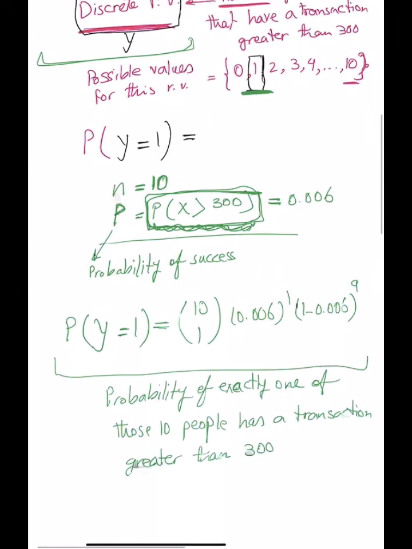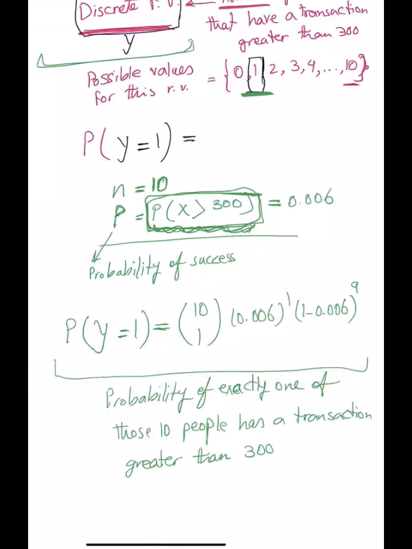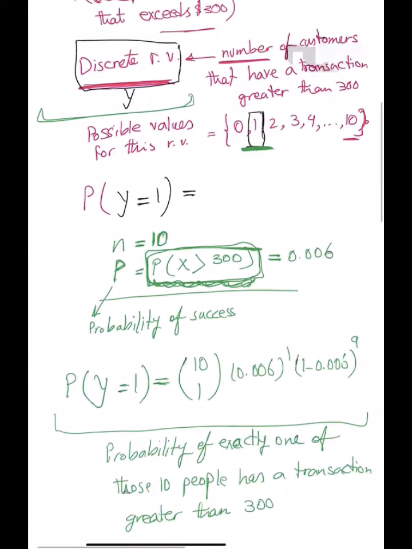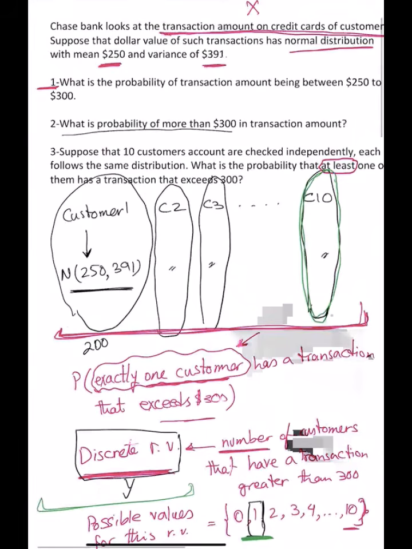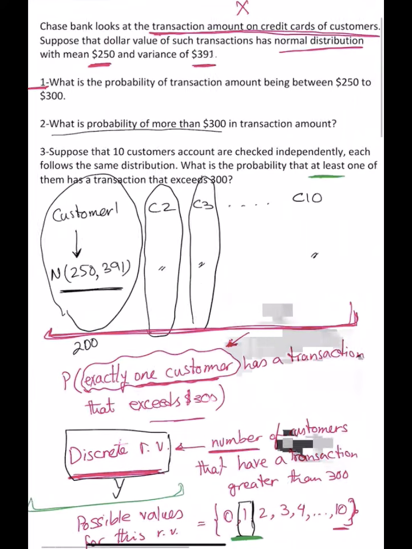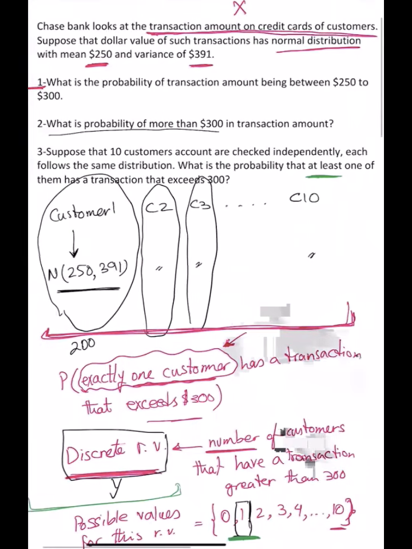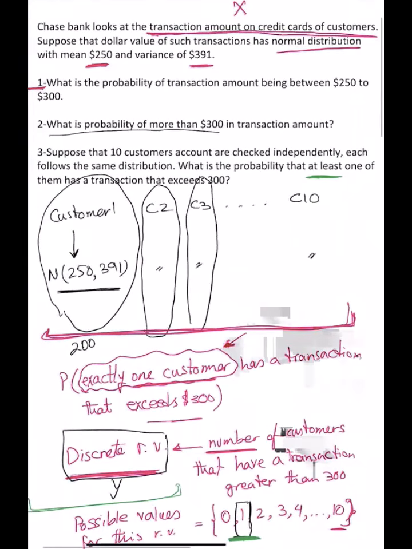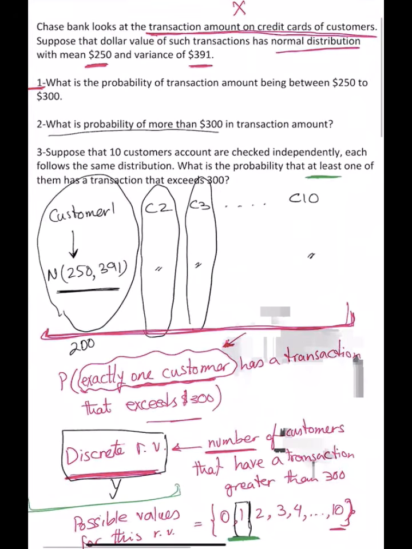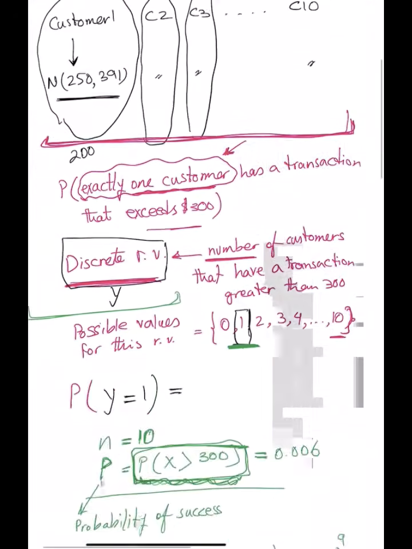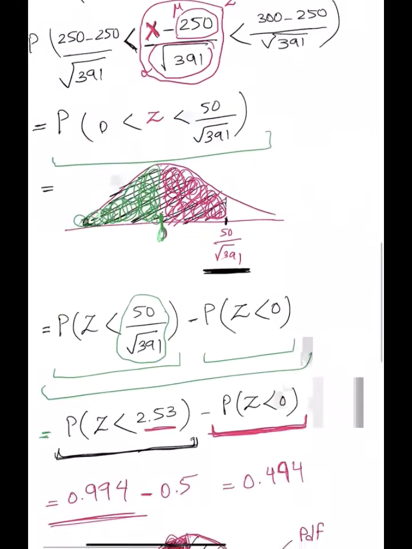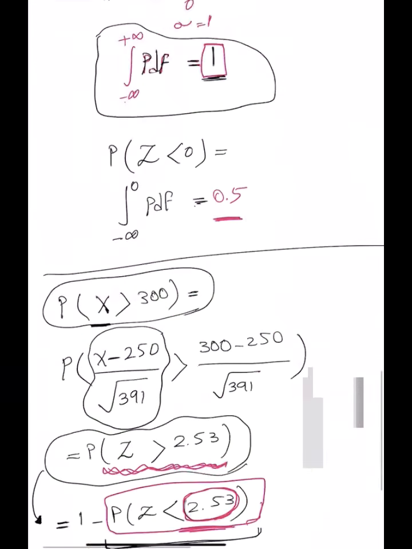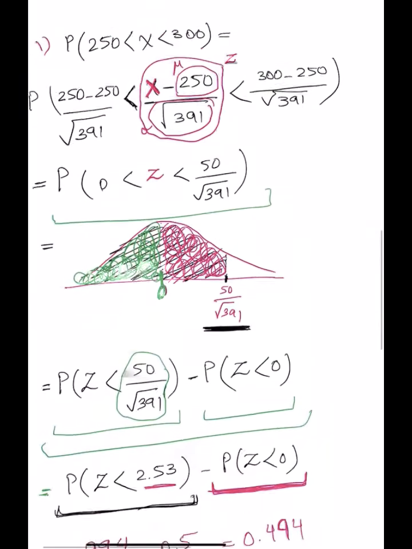Okay, and if we go back to the original question, if you look at here, it's the probability of at least one customer. It doesn't say exactly one customer. It says, what is the probability that at least one of these 10 customers has a transaction greater than 300? At least one. So how should I write then my probability?